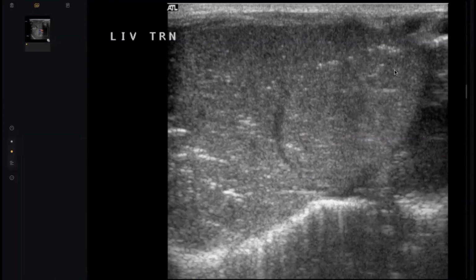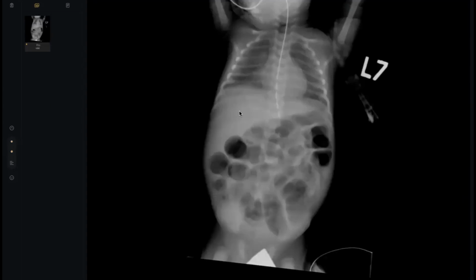Then I will review if there is an X-ray to see if there is any pneumoperitoneum, and convey these findings to the pediatrician immediately. What is your differential diagnosis? Necrotizing enterocolitis and pneumatosis intestinalis. And what is this? The portal vein gas. Okay, go on.